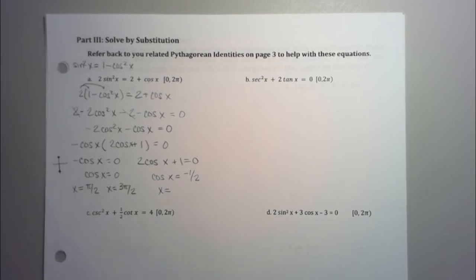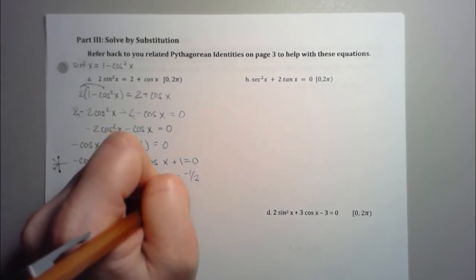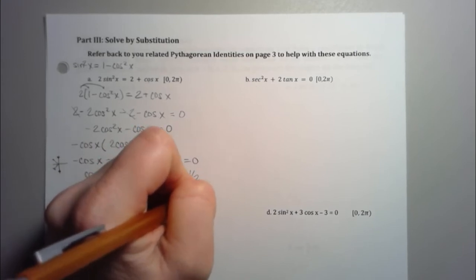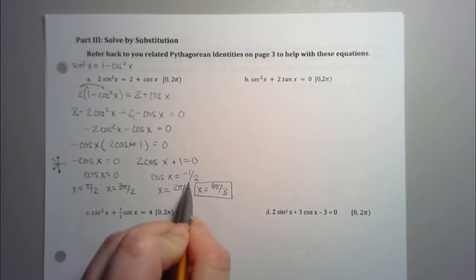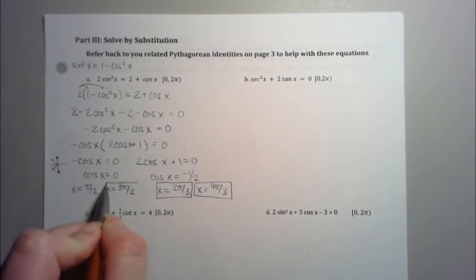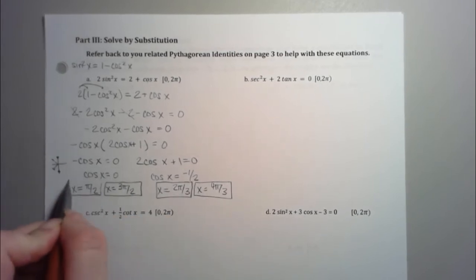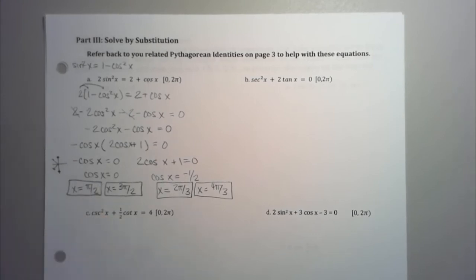Cosine is negative 1/2 in quadrant 2 and quadrant 4 with a, let's see, 60-degree reference angle? Yeah. So that would be 2 pi over 3 and 4 pi over 3. So that is those two solutions. So that would be our first example all worked out.